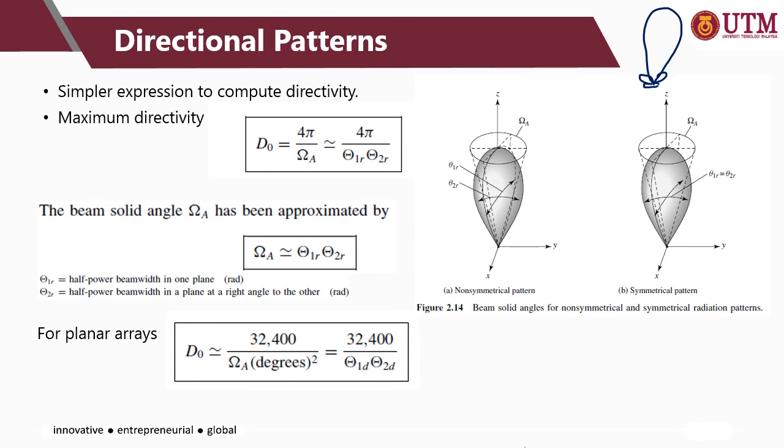Okay, so we can approximate the directivity by using the following equation, given by D naught equal to 4 pi divided by Omega A. Omega A is the beam solid angle, which can be approximated by the product of theta 1r multiplied by theta 2r, in which theta 1r and theta 2r are the half power beamwidths in two orthogonal planes. Theta 1r is for the first orthogonal plane, and theta 2r for the second orthogonal plane.